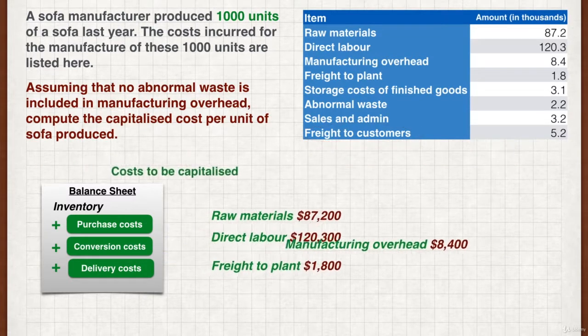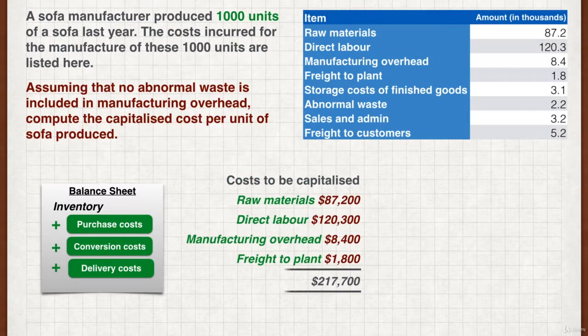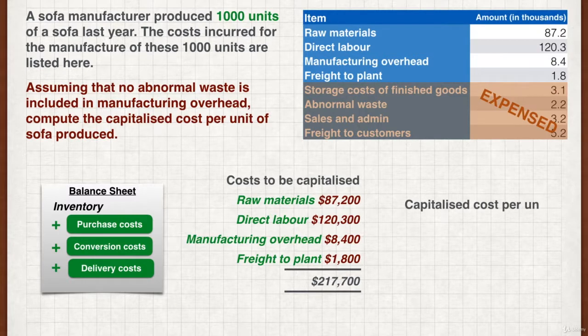Delivery costs to customers should be expensed. Adding up all the items, the total cost to be capitalized is $217,700. The rest of the costs should be expensed. Dividing the total cost by 1,000 units, we get a capitalized cost per unit of $217.70.